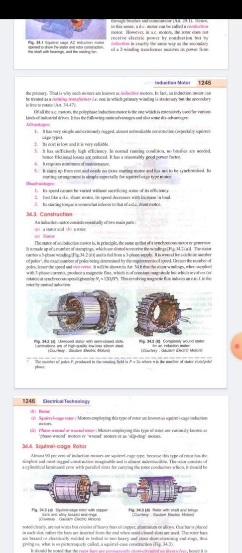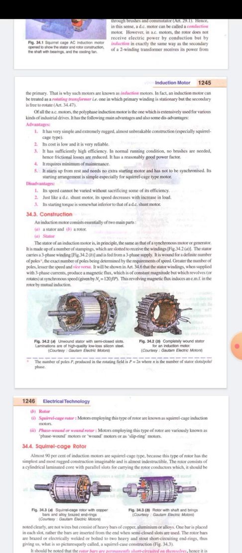In fact, an induction motor can be treated as a rotating transformer, that is one in which the primary winding is stationary but the secondary is free to rotate. Of all the AC motors, the polyphase induction motor is the one which is extensively used for various kinds of industrial drives. It has the following main advantages and some disadvantages.